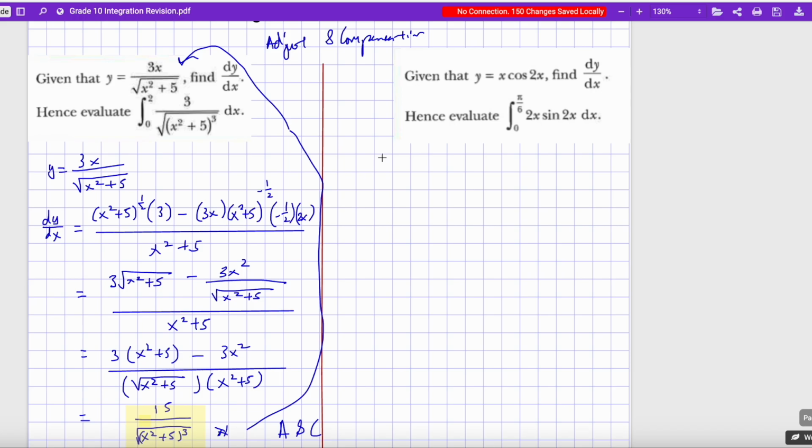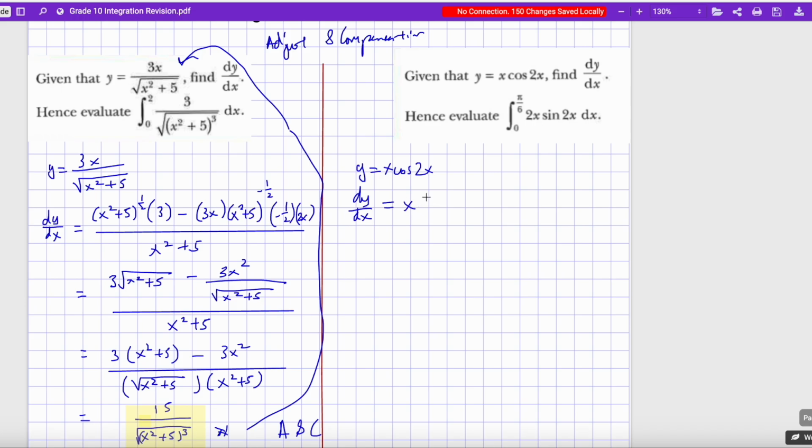Okay, let's try the next example. I hope you have tried it yourself. If we want to do the first part, I think that's quite straightforward. We just want to differentiate that. So if y equals x cosine of 2x, we'll use the product rule to differentiate.